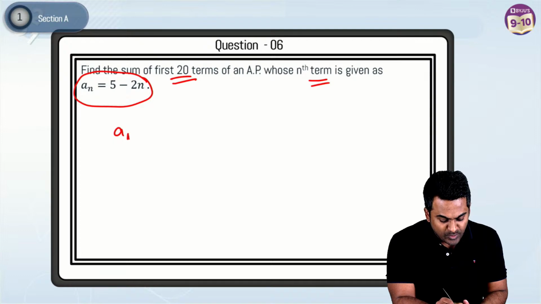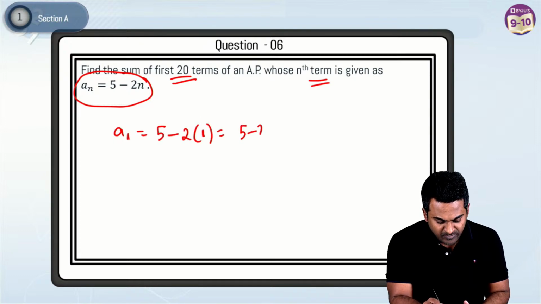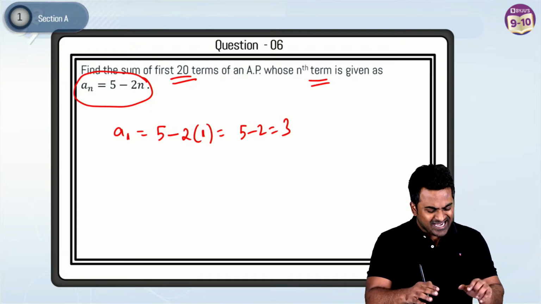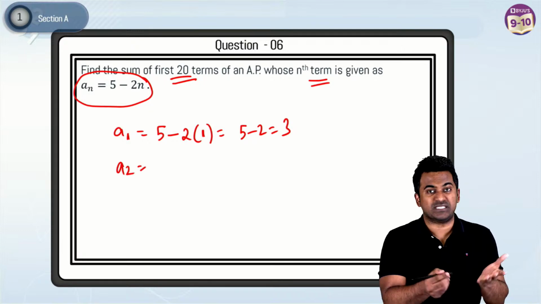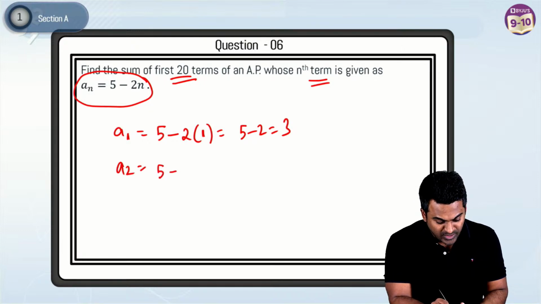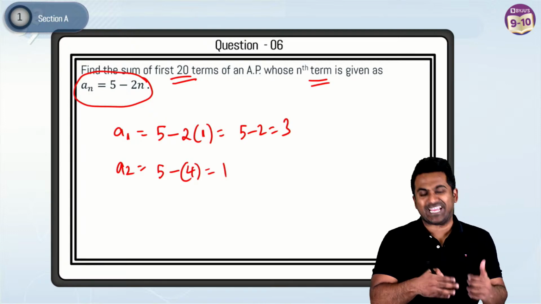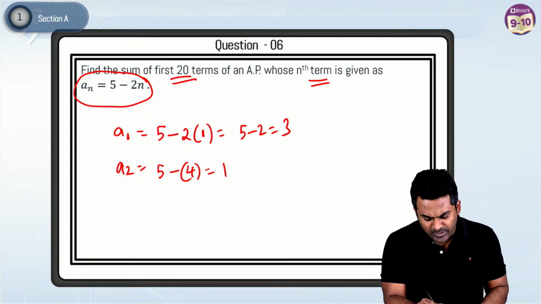I substitute n value as 1. And what I get is 5 minus 2 times 1, which is 5 minus 2, which is 3. Right? You can go on and figure out the second term as well, A2, simply by substituting n value as 2. So this is going to be 5 minus 2 times 2, which is 4. So the second term is going to be 1. And you can use this formula in case you want to.